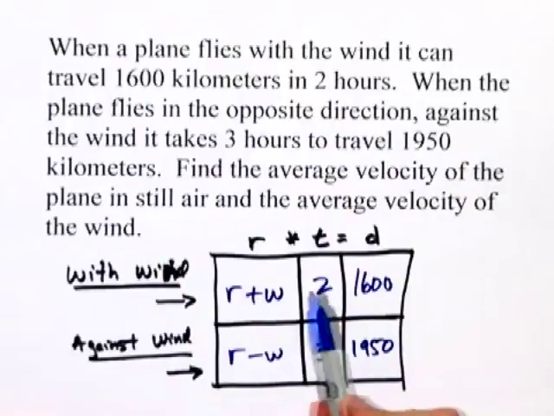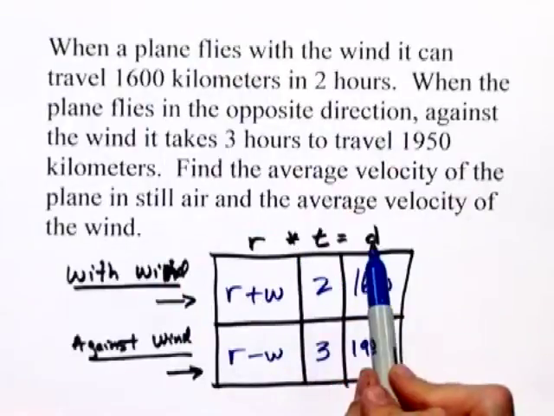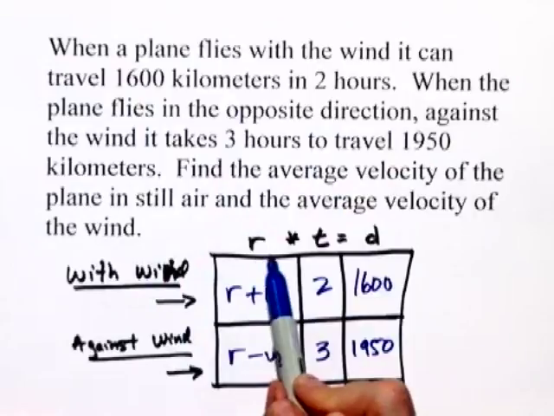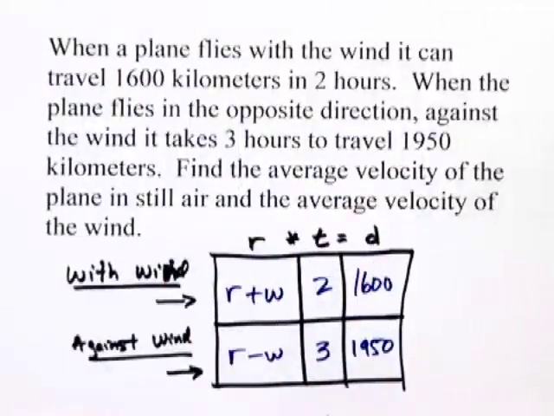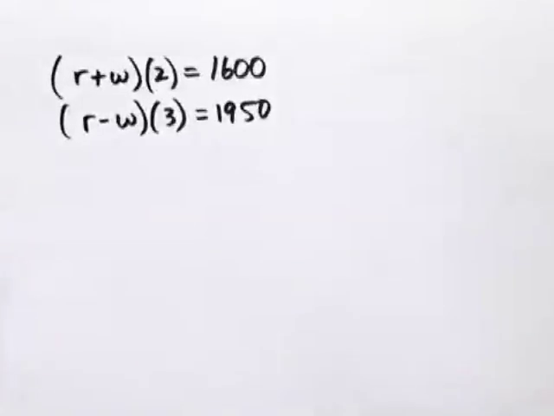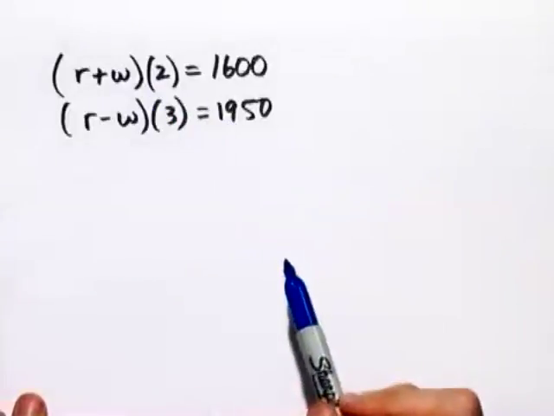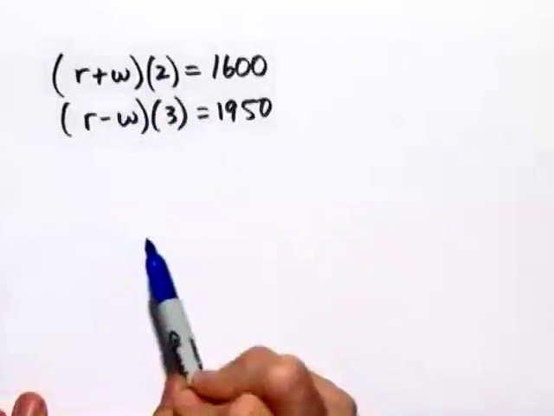So, from this table we can see our two equations by the formula d equals rt. Well, in this case, r, or velocity, times t, the time, equals distance. Let's take a clean sheet of paper and put our two formulas down and solve for r and w by making a system of equations. Here we have the two equations we just derived. Now what we need to do is solve for r and w.